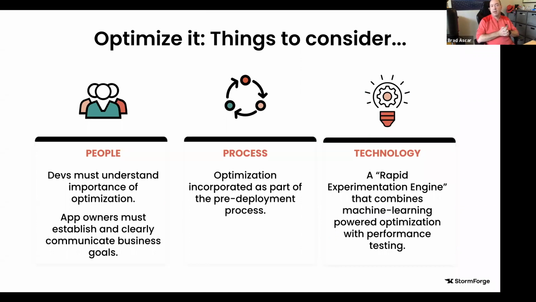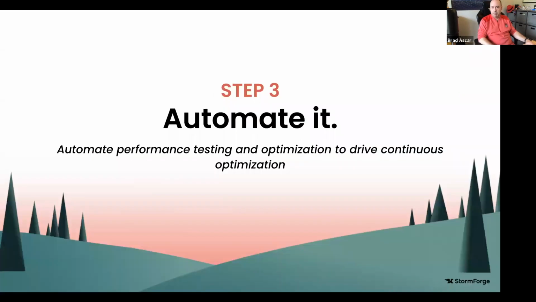APMs and dashboards about performance tell you what is happening or what did happen. You want to work in a way that's going to move it forward in your environment, to where you're doing it proactively. And then ultimately, technology. So one of the things we're going to demonstrate to you today is a rapid experimentation engine that combines machine learning with performance testing. And that's ultimately where you want to go, to reduce that amount of time, to use some automation to be able to do that.